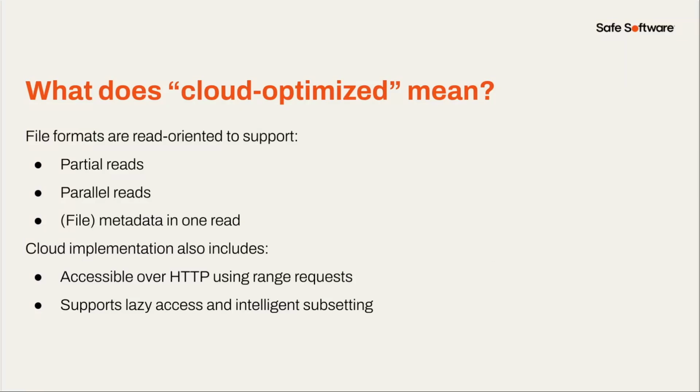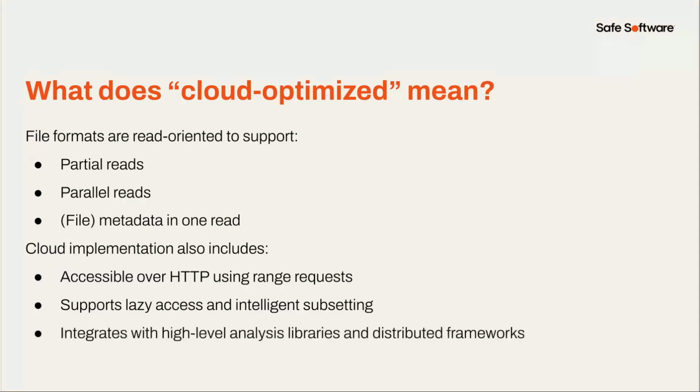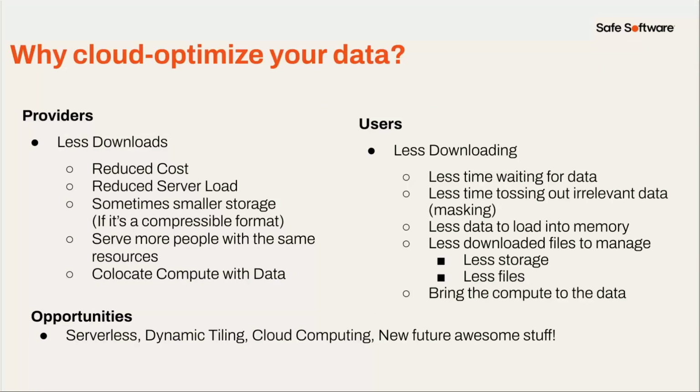Intelligent subsetting, so a geospatial example would be if there's data for the whole world, but you're really just looking for a city or a town, you can just subset that data and download just what you need. And then a really cool aspect of cloud optimized data is that it integrates well with existing libraries and distributed frameworks. And so there's a whole ecosystem of work around this that allows for ease of use of that data.